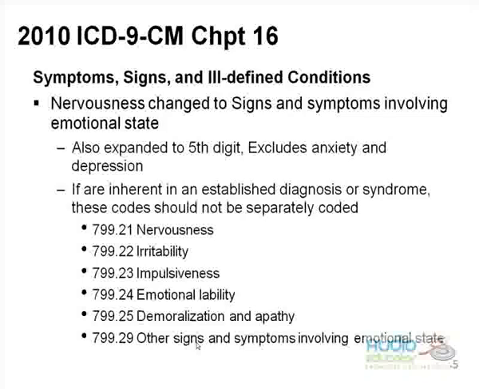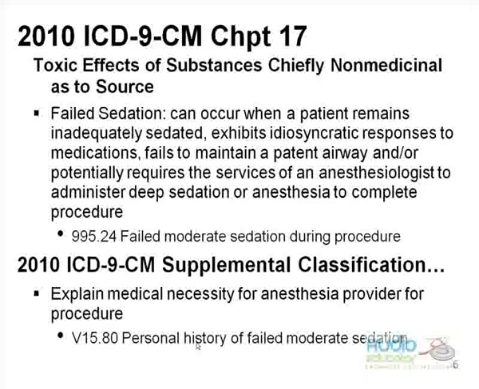In Chapter 17, we have a new complications code, 995.24, failed moderate sedation during a procedure. This could be used as one of the explanations for a procedure that needed to be stopped. Say we're in the middle of doing a stellate ganglion block, our provider is using moderate sedation, and the patient is just very anxious and will not lay still. Our provider elects to terminate the procedure, and so we could use this as an additional diagnosis code to help paint that picture.